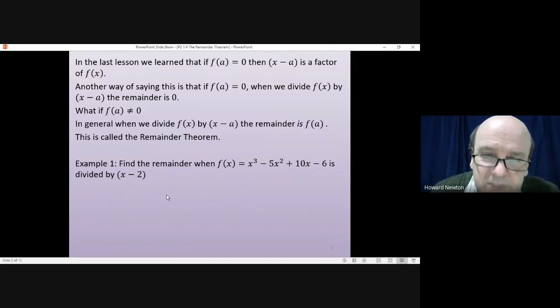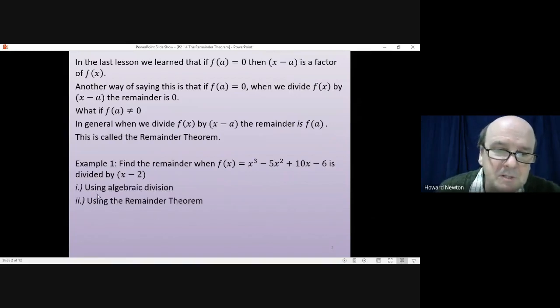Okay, let's do an example just to see exactly what this means. We'll find the remainder when we divide x cubed minus 5x squared plus 10x minus 6 by x minus 2. And we'll do it in two ways. We'll do it by using algebraic division, the method we learned a couple of lessons ago, and then we'll do it using the remainder theorem.